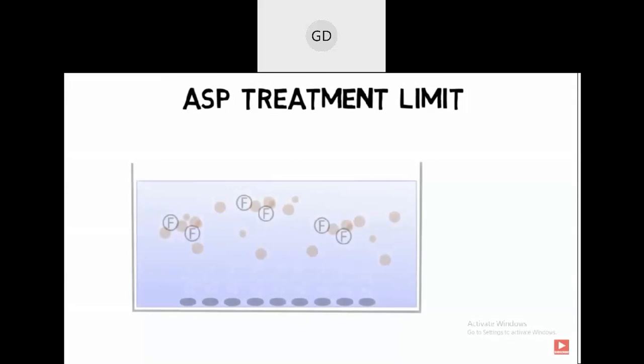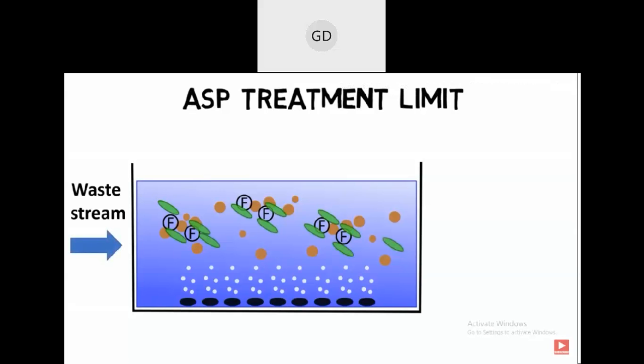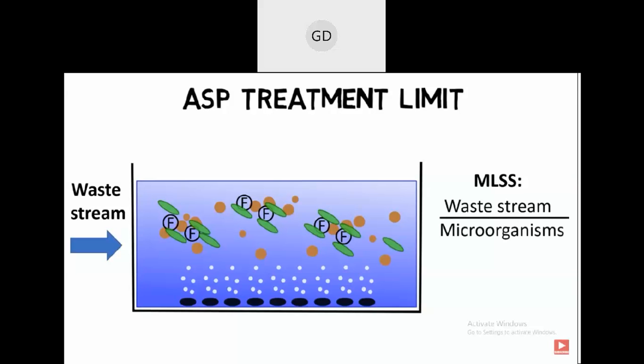The number of microorganisms present in the aeration basin, and therefore the treatment capacity of an activated sludge plant, is limited. The ratio of microorganisms and waste stream is also known as the MLSS, mixed liquor suspended solids concentration. The higher the MLSS, the less volume is needed to remove BOD from the waste stream. The maximum MLSS concentration for activated sludge basins is about 3,500 mg per litre.